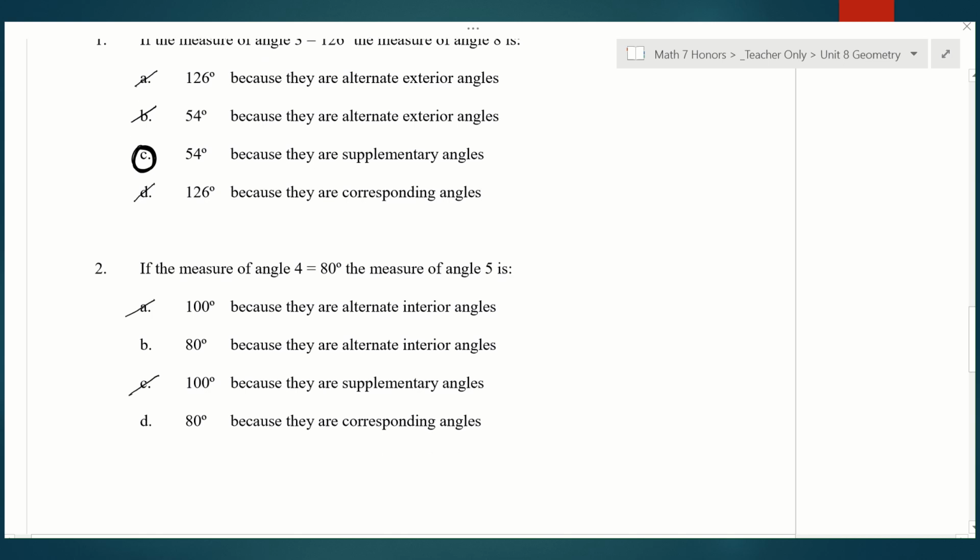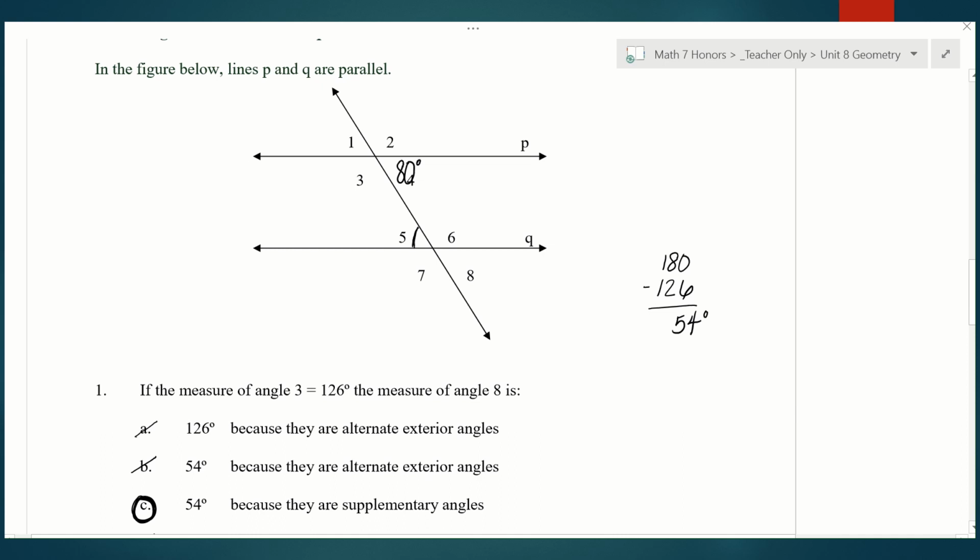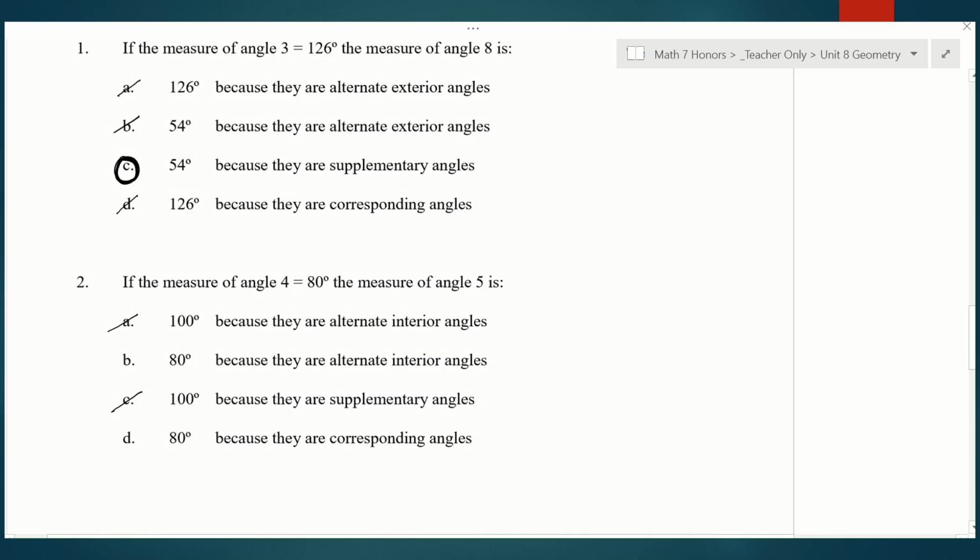And why is it 80 degrees? Is it because they're alternate interior angles, or is it because they're corresponding? Looking at your picture here, 4 and 5 are on opposite sides of my transversal, and they are inside the parallel lines. So they are alternate interior. Corresponding would be something like angles 4 and 8, or angles 1 and 5. So that is not correct. Choice B is our answer there.